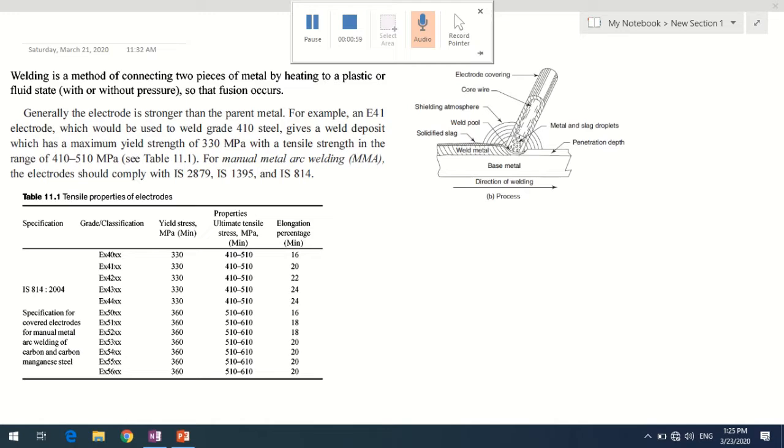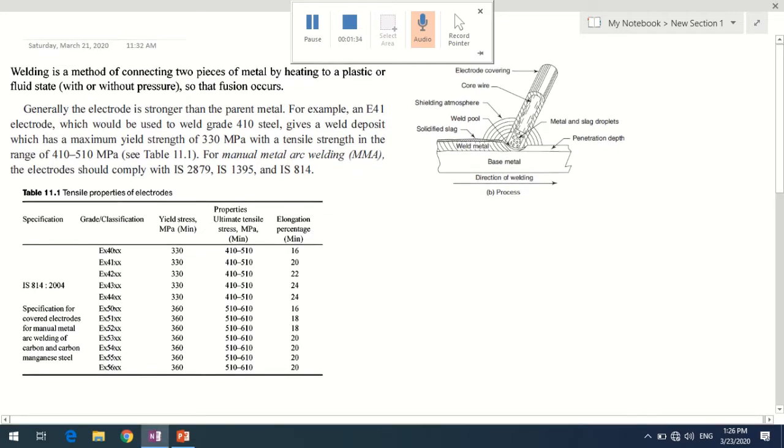Generally, the electrodes have a strength which is higher than the parent metals, and this table is showing you the properties of electrodes. What you can see here is the classification of the electrodes and their yield stress, as well as the ultimate tensile strength and the elongation. Like we do for any structural steel, we also have the properties for our welding electrodes.